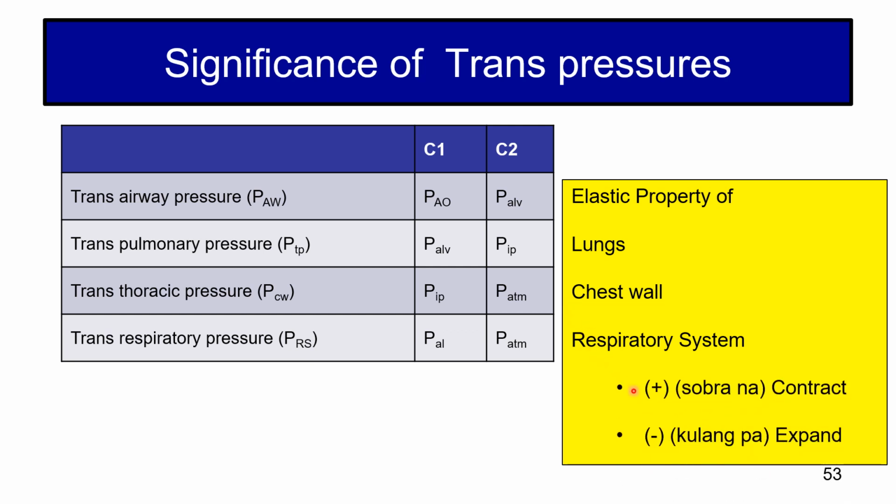Now, if the trans pressure is positive, it means that the organ has a natural tendency to contract. Again, if the trans pressure is positive, the elastic property of that particular organ is that it wants to contract. If the trans pressure is negative, the elastic property of that particular organ is that it wants to expand. So, if positive, sobra na, gusto kong mag-contract. Pag negative, kulang pa, gusto kong mag-expand.